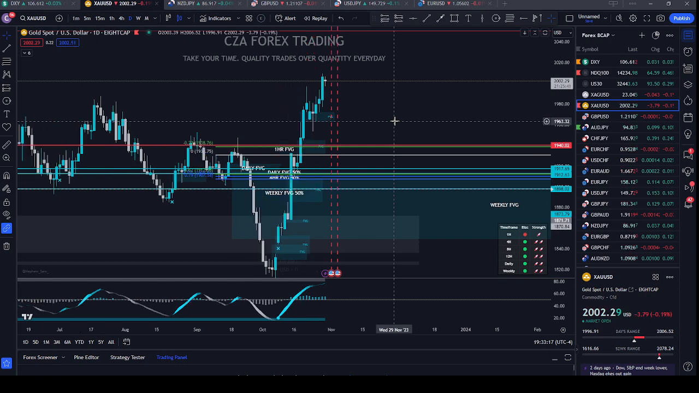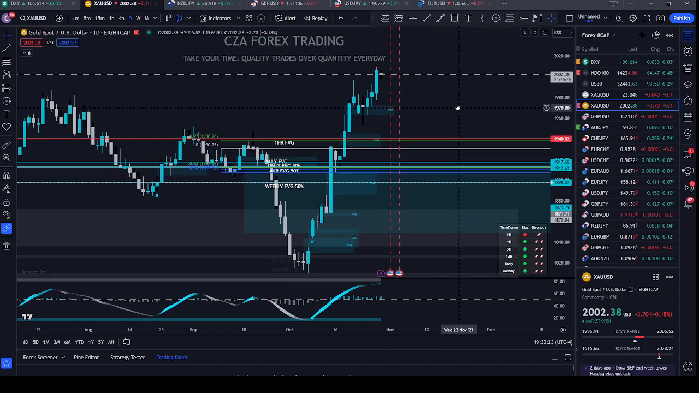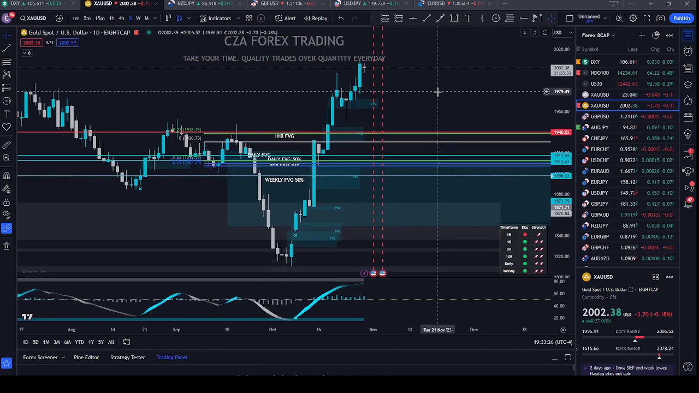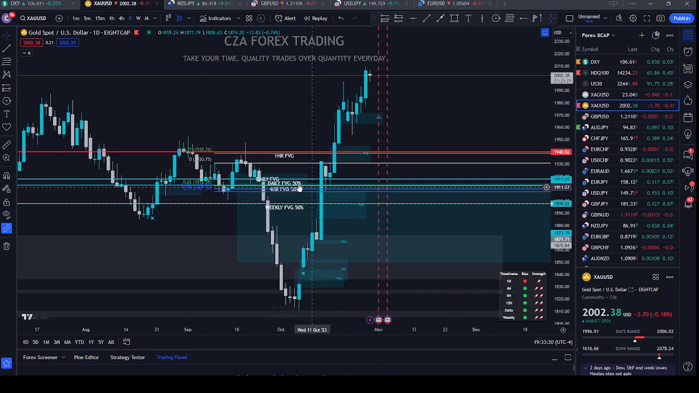Give me 1 second. Let me clean up these charts. What are we looking over here? Daily. Yeah, gold has some nice movement this week. Let me modify a couple of things.